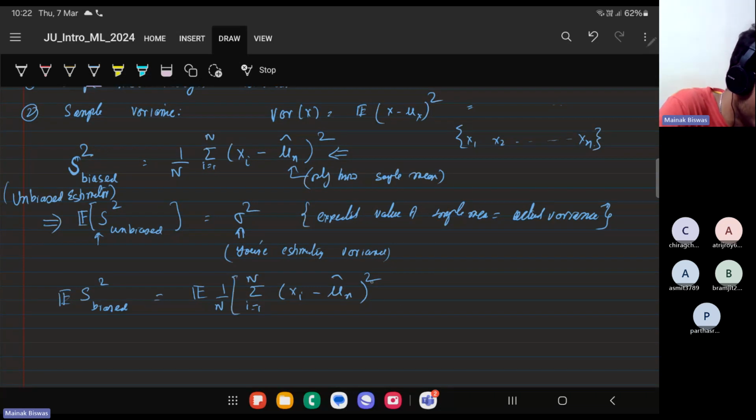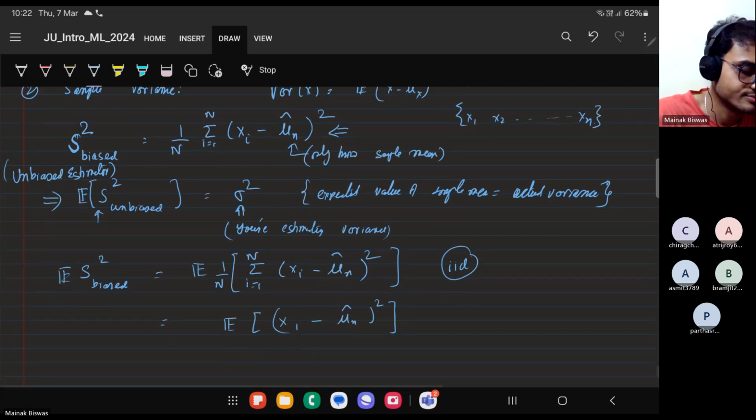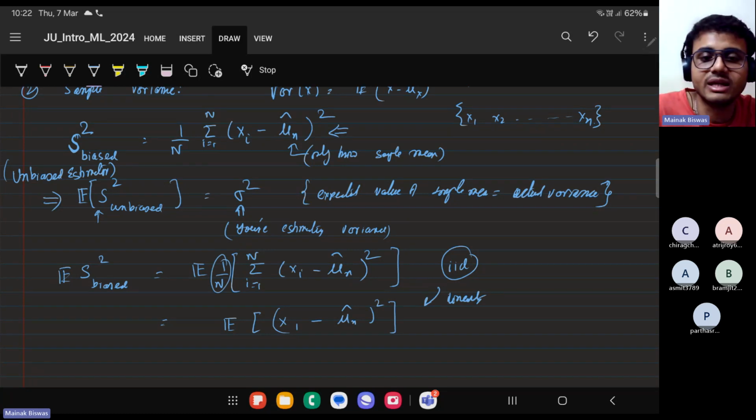First, what will you do? Linearity of expectation. Take out n, take out the summation. So I will get the expected value of (x1 minus mu_n cap) whole square. If you have understood, because of IID and linearity, n is there, so I'll get n into 1 by n, which is equal to 1, right? We will get only one term remaining, right?